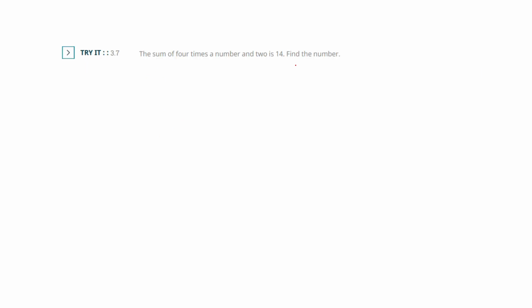Okay, so again, my dictionary would be the missing number, but the sum, well, what are we summing? 4 times a number. 4 times that missing number, and 2 is 14. Okay, now we want to get this out of the way first. So 4x is 12. Divide both sides by 4. X is 3.